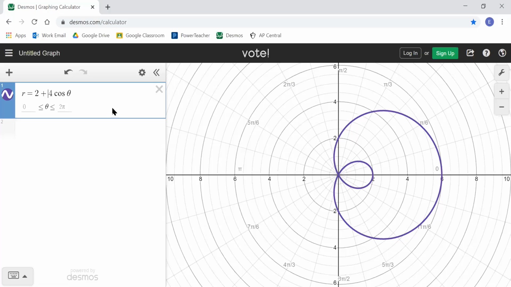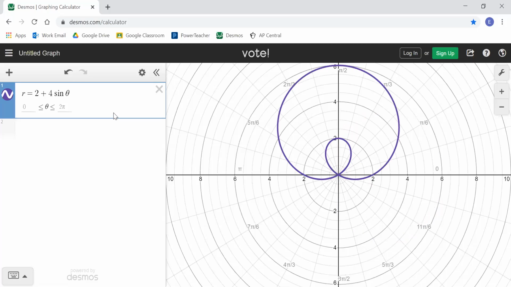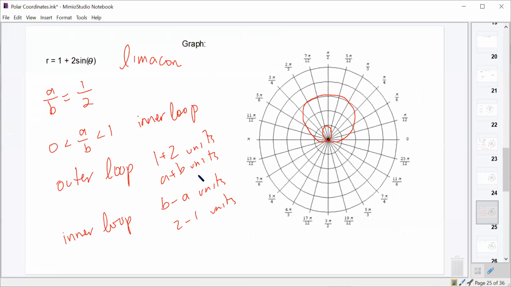And we'll note that any time, I'm going to go back to the sine one real quick, any time that we have a limaçon that has sine in it, it should be symmetric across the line theta equals pi over 2. So that's another important point that we're going to want to note. Any limaçon with sine has symmetry across theta equals pi over 2. Everybody good so far?